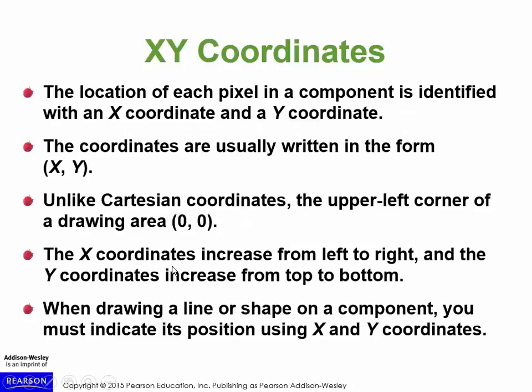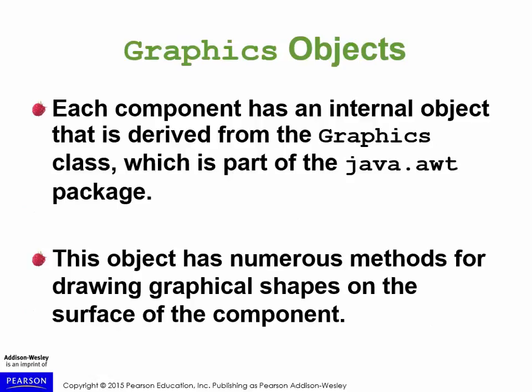The location where you do this, typically you use an X and a Y coordinate, where the upper left-hand corner of your screen is 0, 0, not like we're used to, where it'd be right in the middle. No, 0, 0 is the upper left-hand corner of the drawing area. All right, as it says, the X coordinates increase from left to right, and the Y from top to bottom. So as you go forward, your X will go like this. As you go forward, your Y will go like this. When drawing a shape or line on a component, you must indicate its position using these X and Y coordinates.